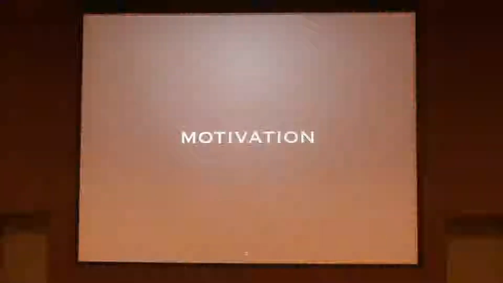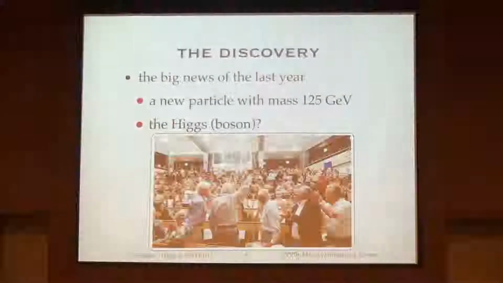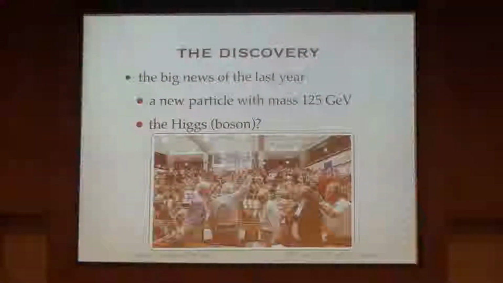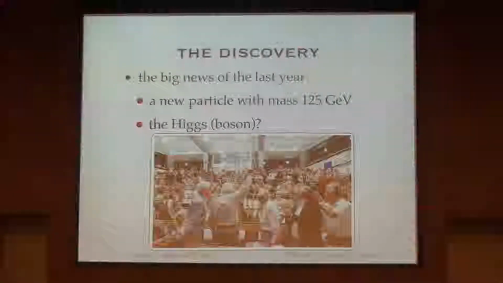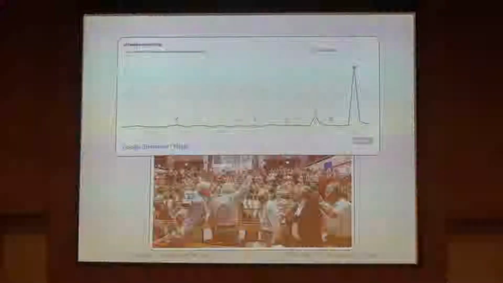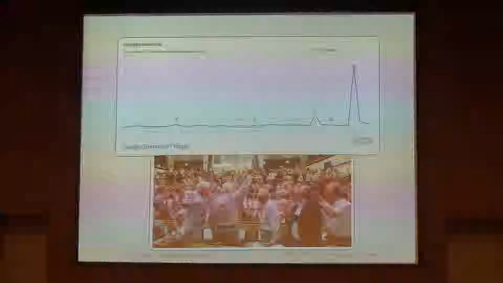Let me start with the motivation of why we're interested in the Higgs itself. Of course, the big news of the last year was that a new particle with a mass of 125 GeV was discovered. If you don't know how big this is, whenever you're puzzled, you go to Google and Google yourself to death. You could look at Google Trends, which shows you the prevalence of searches for the Higgs on Google. You see that there are peaks, and obviously the July 4th peak is the discovery of the Higgs, but there are other peaks as well.